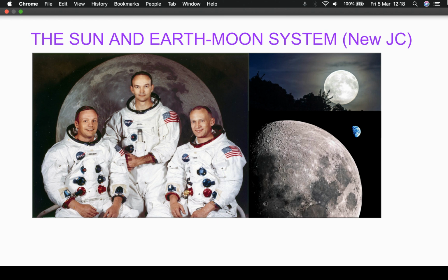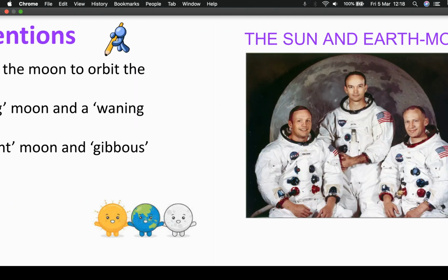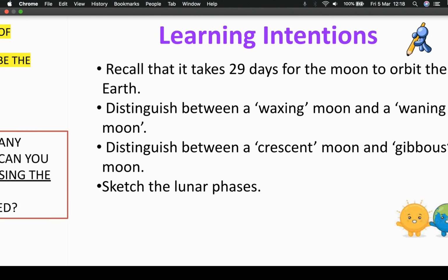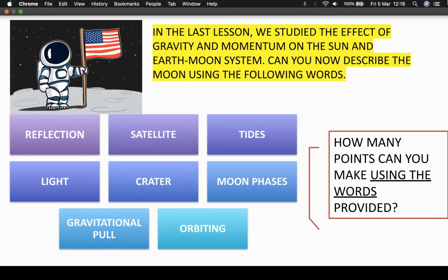So, the Sun, Earth and Moon system. We wanted to look here at basically the lunar phases. Okay, so this is our goal for today. We want to look at the lunar phases to be able to draw them. We also want to understand a bit of terminology, like when we say a moon is waning or waxing, or there's a crescent or gibbous moon, what does that really mean? Those are the main things for today. So let's just carry on with it.